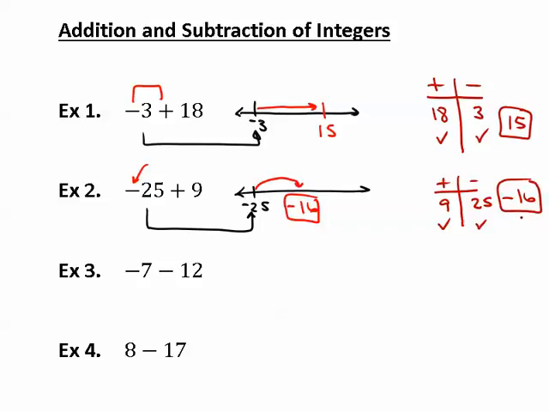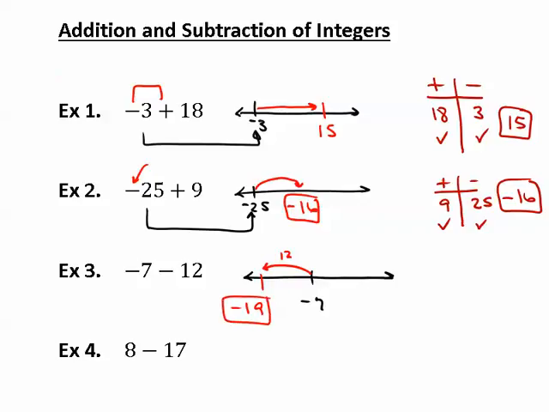So that is -16. Now let's be careful on number 3. Number 3, we're starting at -7. Now, if addition moves you to the right, subtraction is going to move you to the left, and again by 12 units. So we're going further into the negative numbers, and that'll put us at -19.